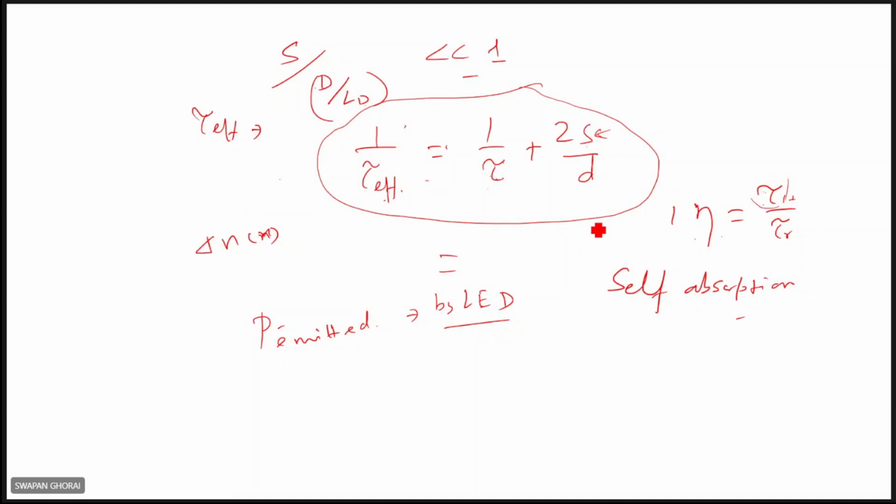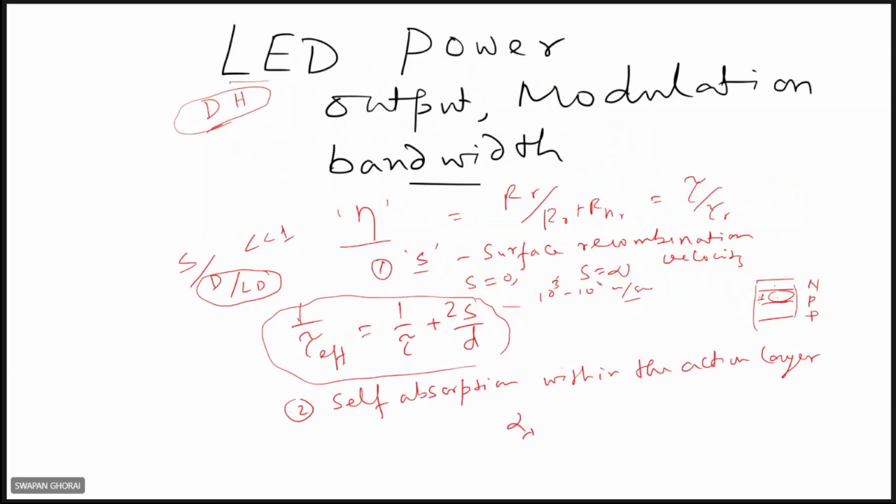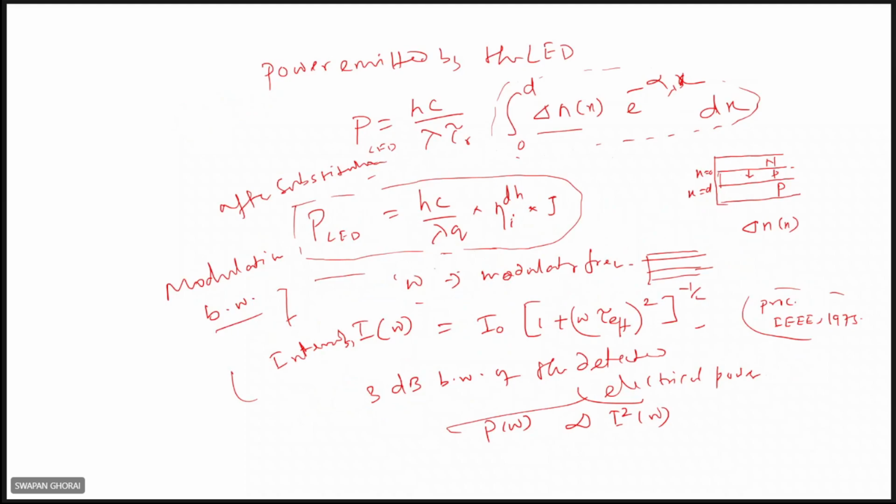Self-absorption within the active layers, some power will be absorbed, right? And the thickness of the active layers. Considering all those things, you can calculate the power emitted by the LED. These things I have already mentioned. The power emitted by the LED will be P equal to hc by lambda tau r times the integral from 0 to d of delta n(x) into e to the power minus alpha x dx.